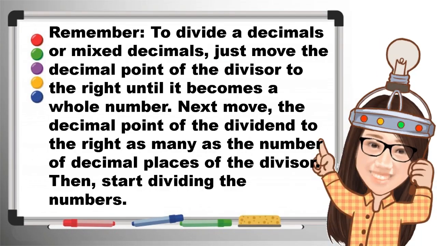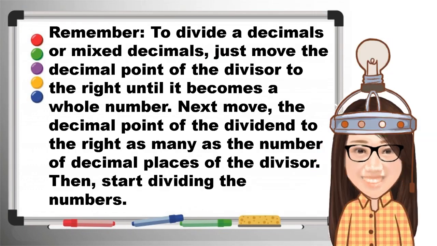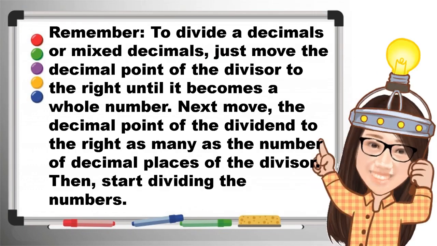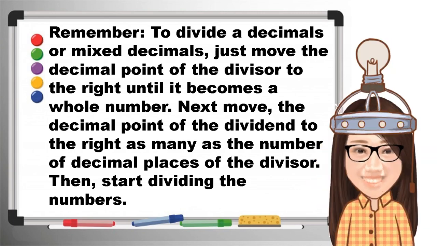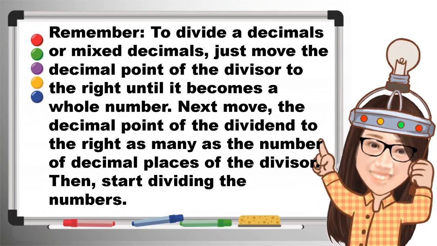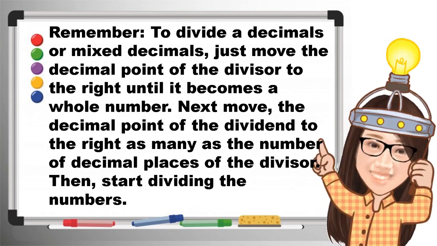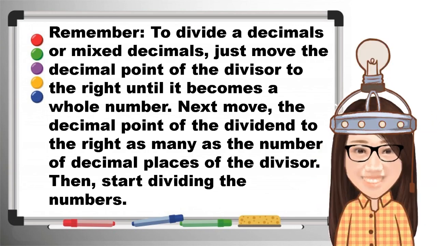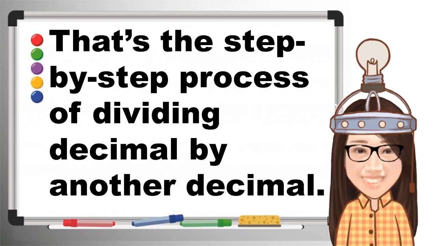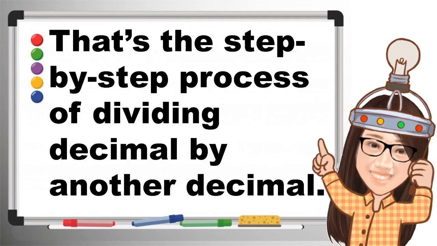Remember, to divide a decimal or mixed decimals, just move the decimal point of the divisor to the right until it becomes a whole number. Next, move the decimal point of the dividend to the right as many as the number of decimal places of the divisor. Then start dividing the number. That's the step-by-step process of dividing a decimal by another decimal.